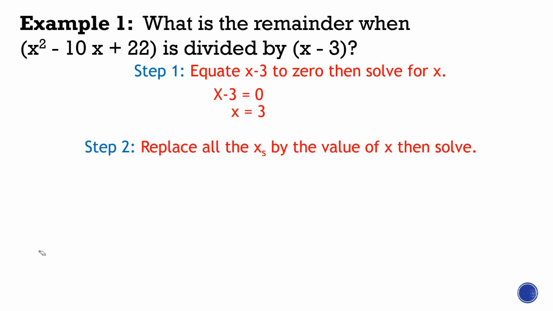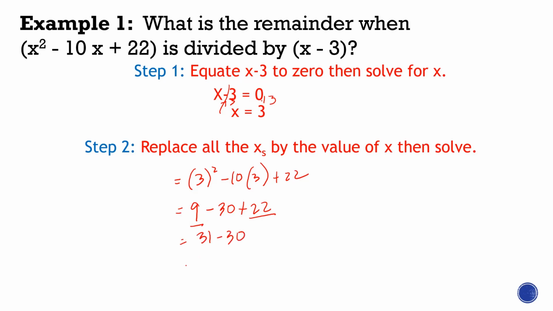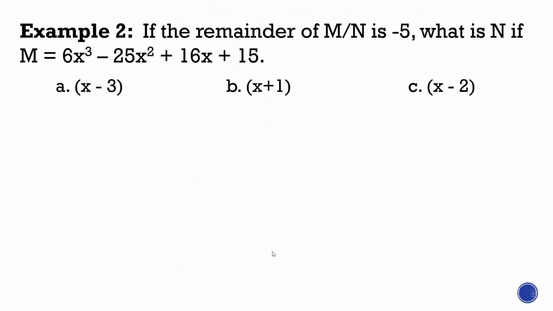Next, we will replace all the x's by the value of x, which is 3 here, then we will solve. Equals 3 squared minus 10 times 3 plus 22. This is going to be 9 minus 30 plus 22, equals 9 and 22, that's 31, minus 30, which is equal to 1. So that's the remainder. Okay, so here we did not use the long division or synthetic division. Let's go to the next example.